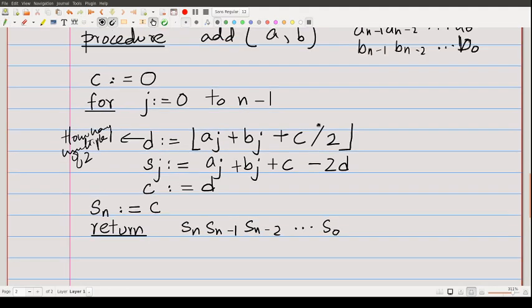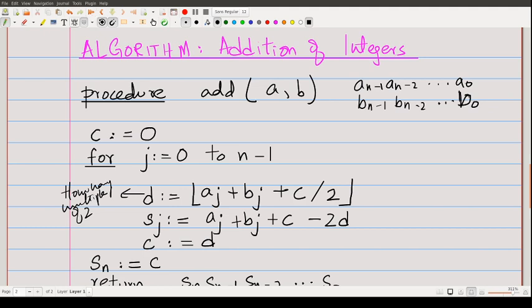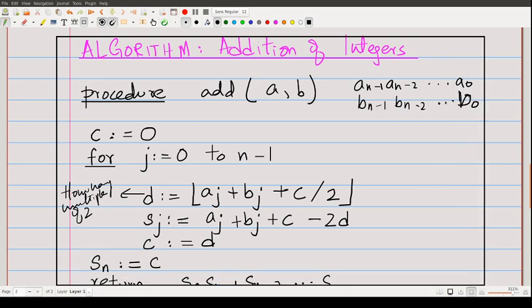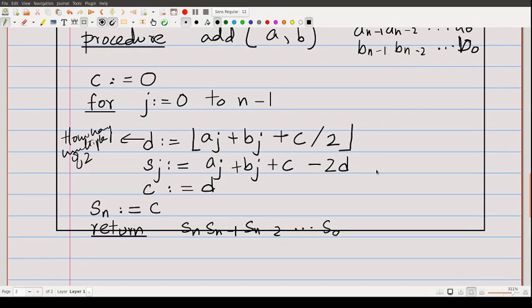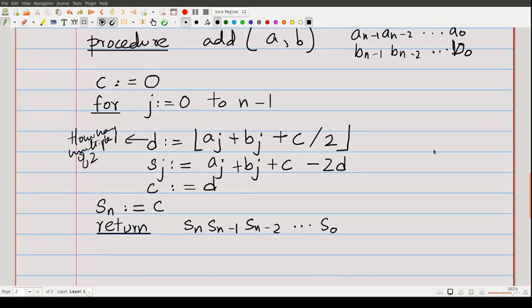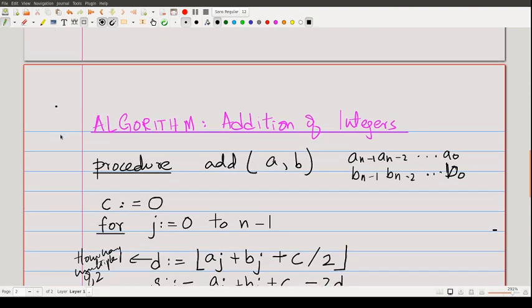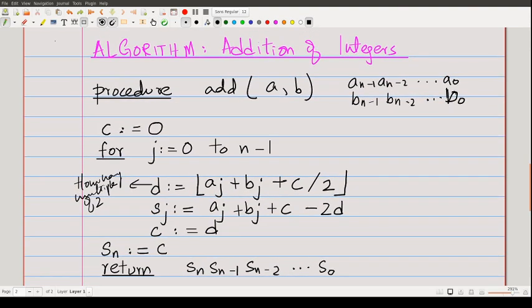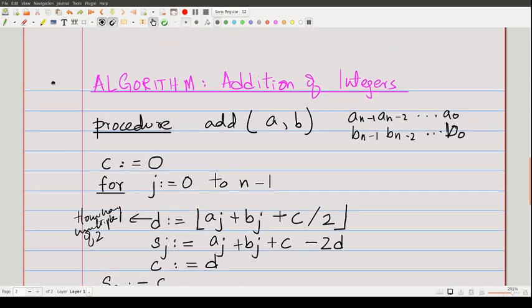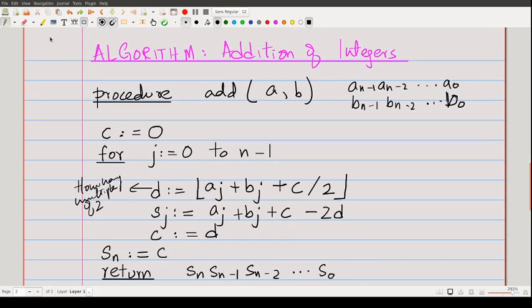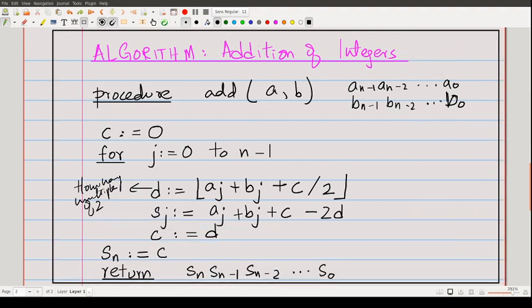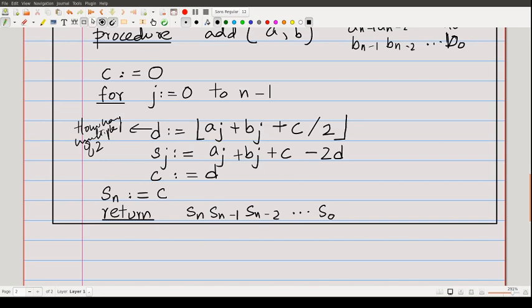Alright, so let's see how this procedure works in practice. Let's put a box here. Okay, I still don't have the hang of this. Okay, there we go. And so that's the addition algorithm.